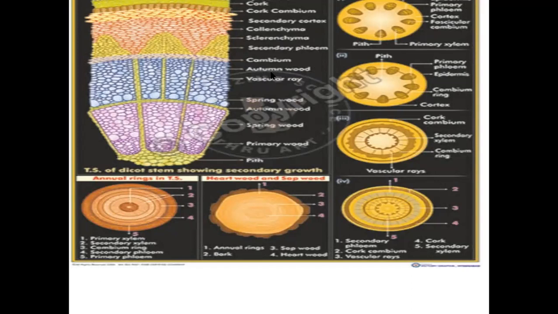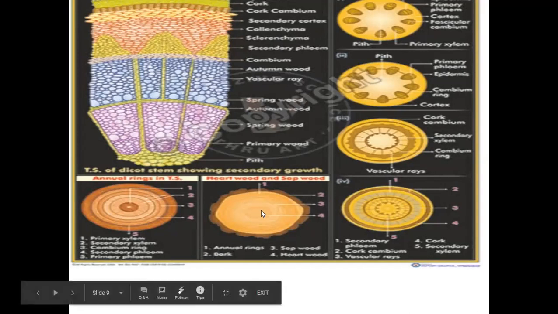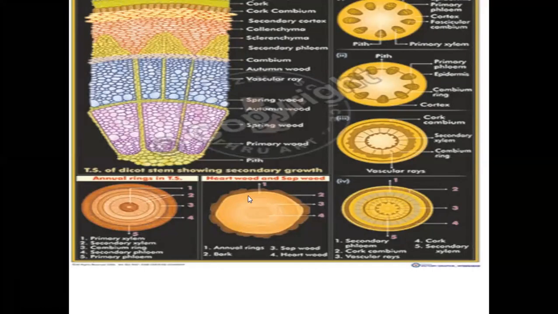The secondary xylem tissues are of two types: autumn wood and spring wood. Autumn wood and spring wood are combinedly called the annual ring. Annual rings are produced in more numbers: the first annual ring, second annual ring, third, fourth, fifth annual ring. More annual rings are developed by the cambium tissues to the inside.